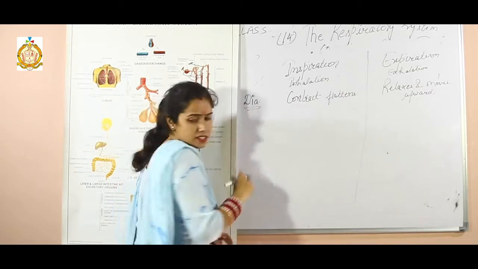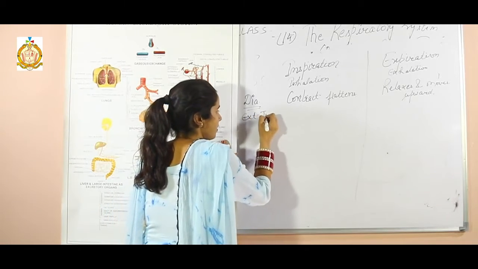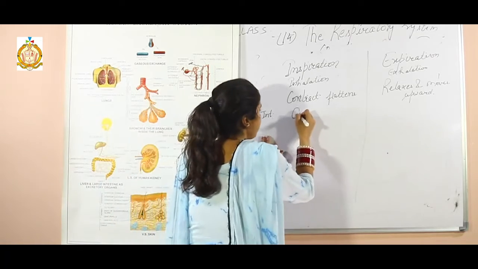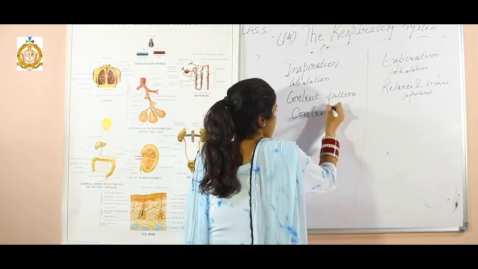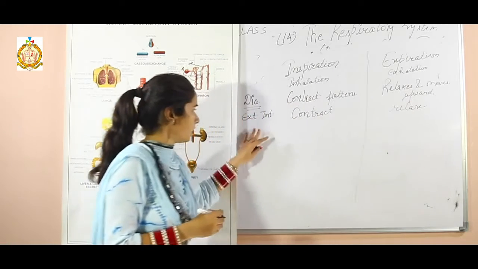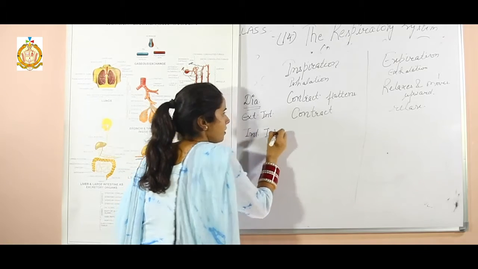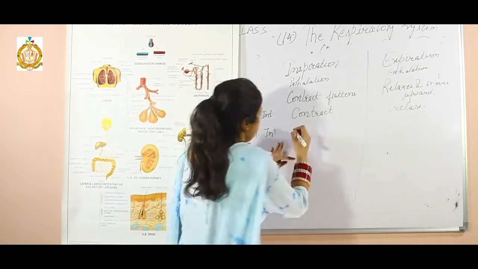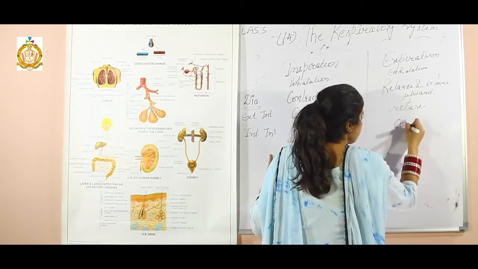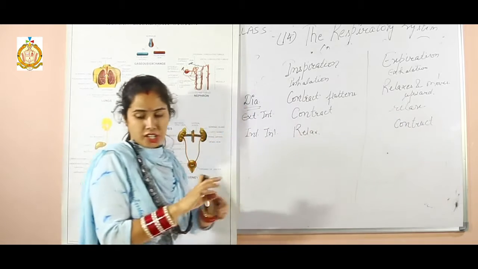Then, this is the diaphragm, then external intercostal muscles. First of all, external intercostal muscles contract in inspiration and relax in expiration. Then internal intercostal muscles, they relax in inspiration and here they contract. In both they are opposite of each other.